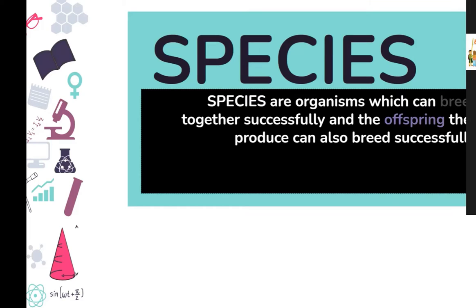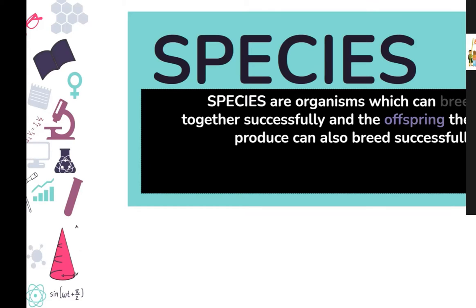Together successfully. Okay. Now, and the offspring, what does this word offspring mean? Child also can breed successfully. Bingo. Offspring means children. Their children, their babies are called offsprings in biology. And the offsprings they produce can also breed successfully. Does it make sense? Now, just wait, Aman, I'm going to come back to you. Now here, species should have two things. They could breed successfully and their babies could also breed.